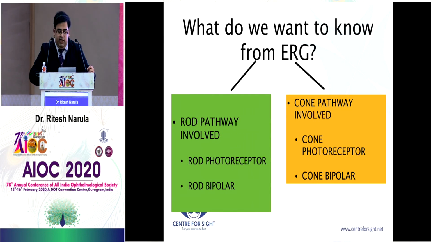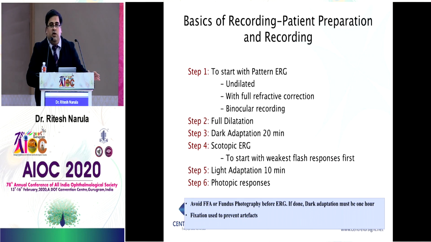So we start an ERG. First, this is how we typically do an ERG. We first make a patient sit in front of the machine. We start with a pattern ERG, which is done unilateral, undilated, with full refractive correction, and it's a binocular recording. Then we dilate the patient. We dark adapt the patient for 20 minutes.